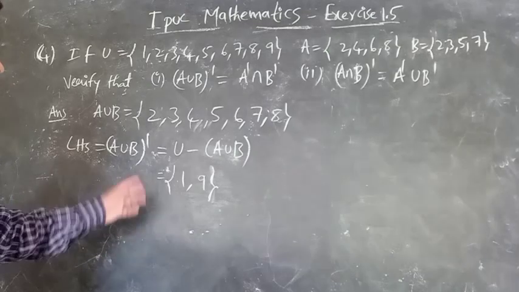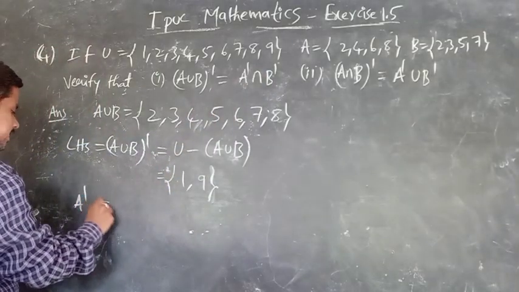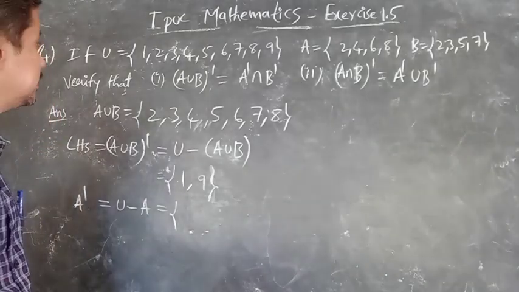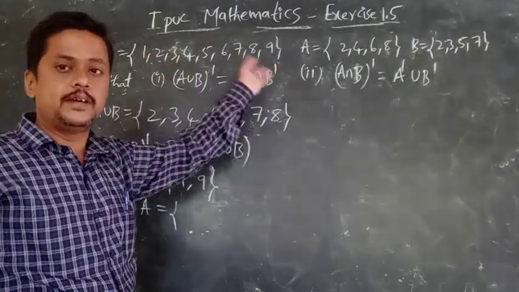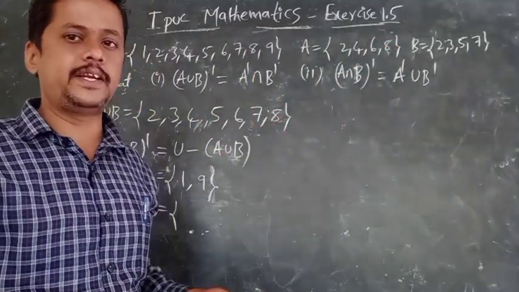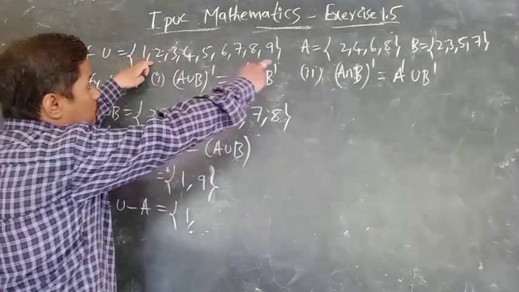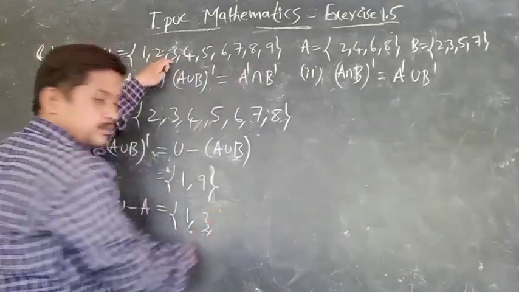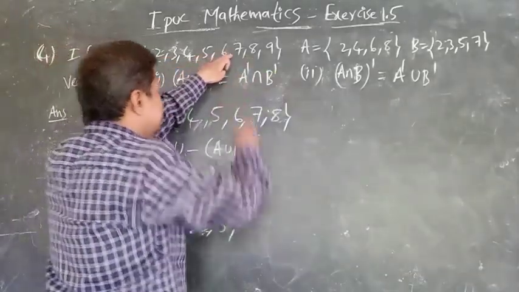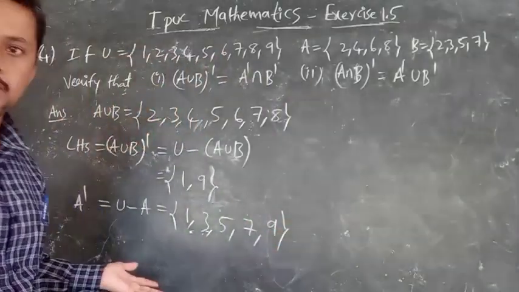Next we move to A' and B'. A' is equal to U minus A. U means 1 to 9 minus A, which is 2, 4, 6, 8. Remove 2, 4, 6, 8 from U. First I will write 1, eliminate 2, write 3, eliminate 4, write 5, eliminate 6, write 7, eliminate 8, write 9. Very easy.